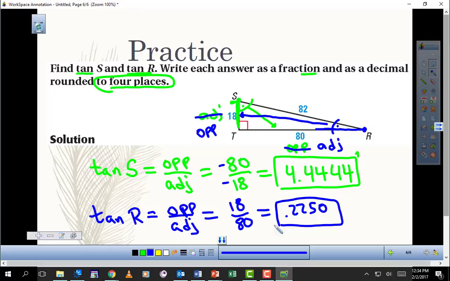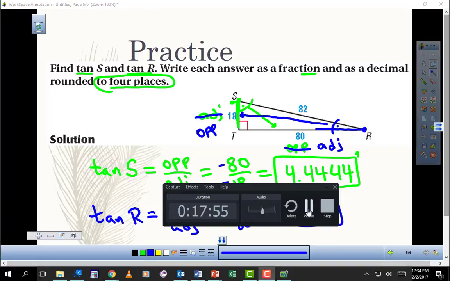You think you can try it now? You want to try it on our study guide? All right, so do me a favor. If you have your study guide, I want you to try numbers 1 and 2 on your study guide. I'm going to pause the recording.